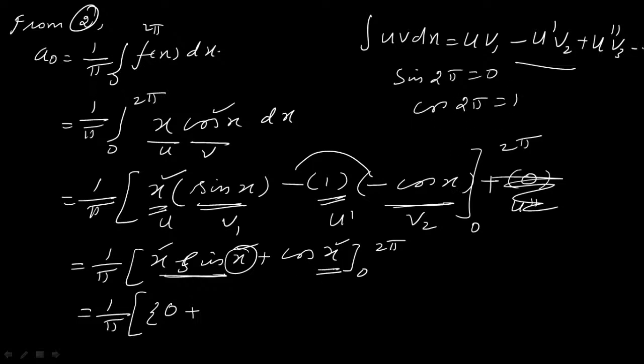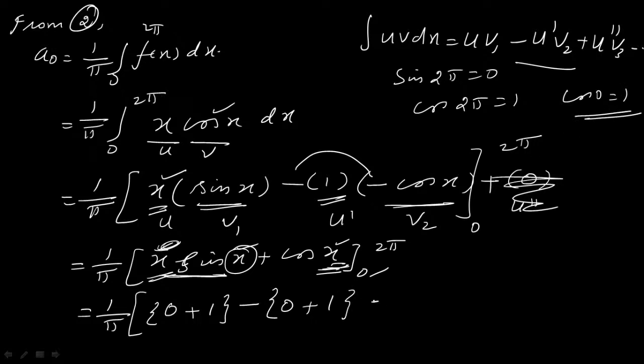If you replace this x by 2 pi, you get cos 2 pi, so you get 1 minus... coming to the lower limit, if you substitute 0 for x, what happens? 0 into anything is 0, plus cos 0. If you replace this x by 0, you get cos 0. Cos 0 value is 1. So simplifying this, that is equal to 1 by pi times (1 minus 1).